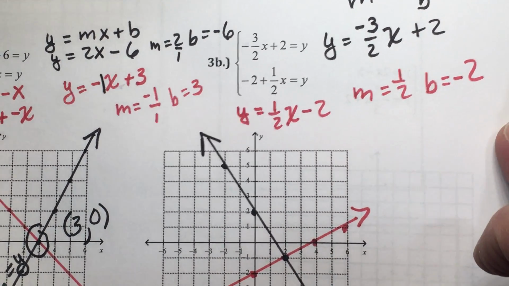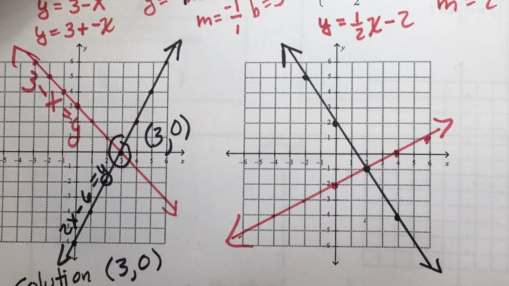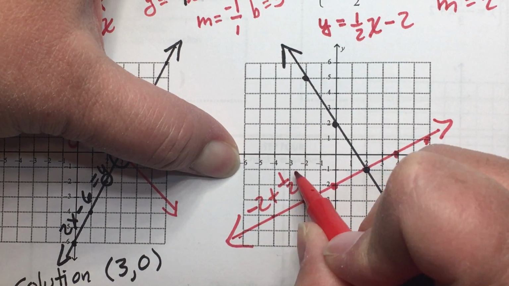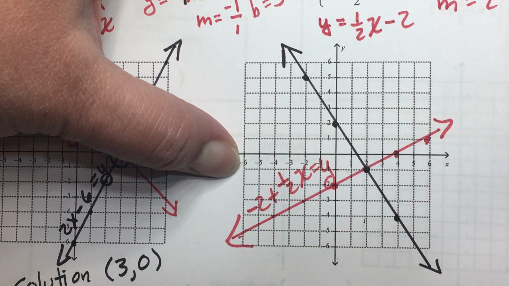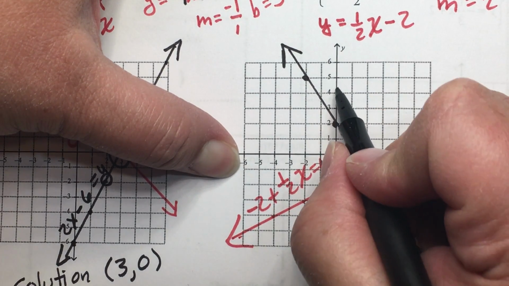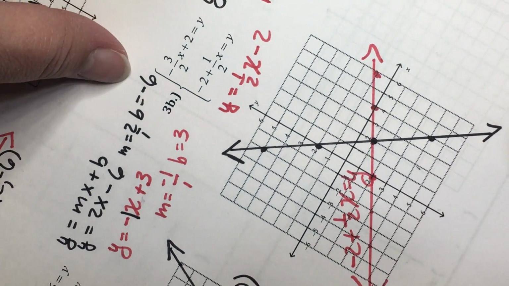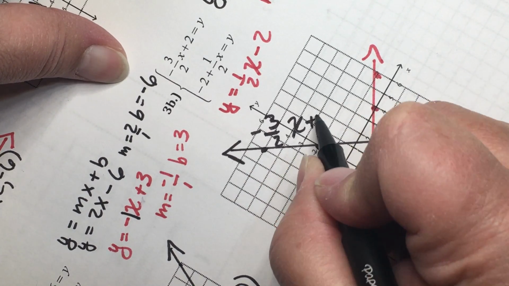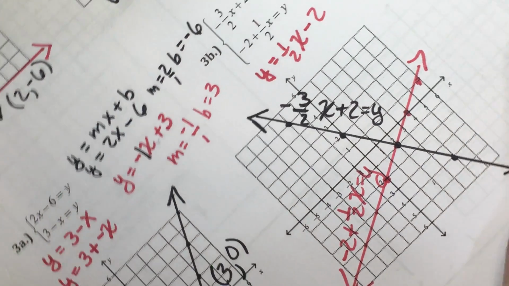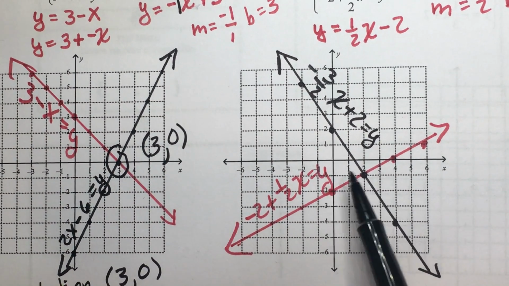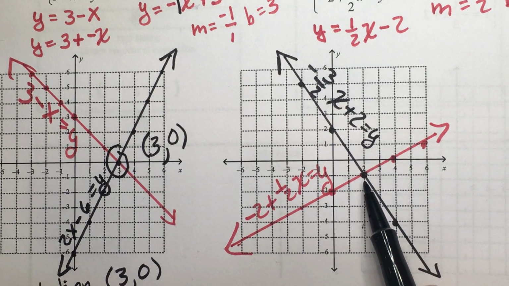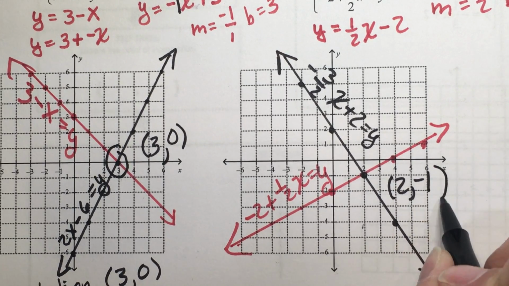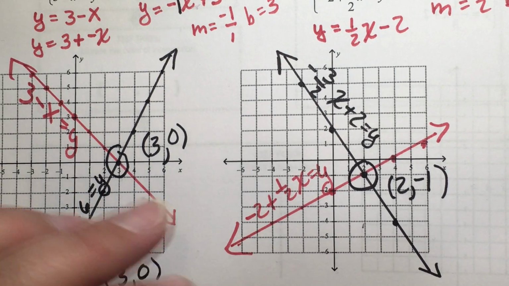Now that I see where they cross, I can go back and write the original equations on here. So -2 plus 1/2 x equals y. And then this one, I turn it sideways, makes it easier. -3 over 2x plus 2 equals y. And where do they cross? Along the x line, x is 2, y is -1. So there's my points cross.